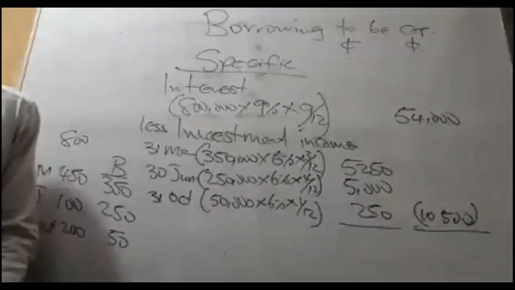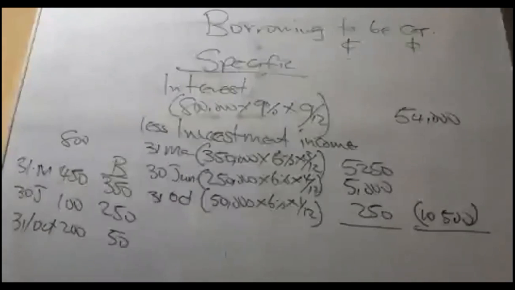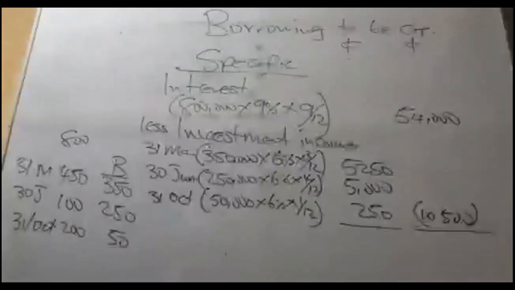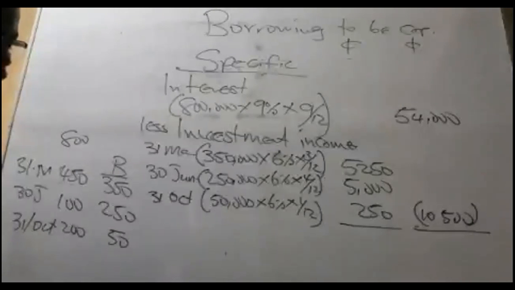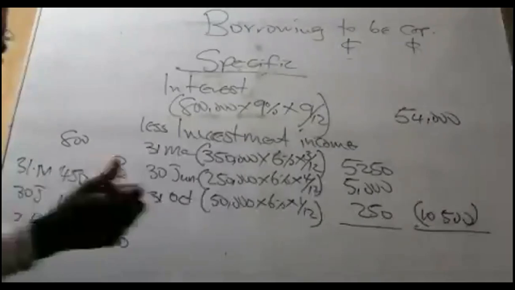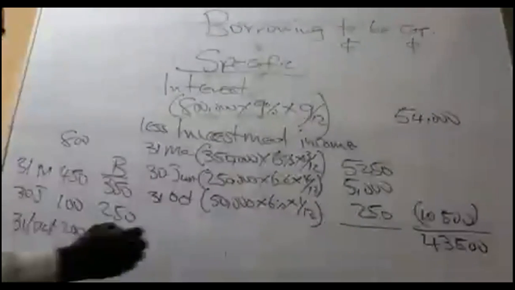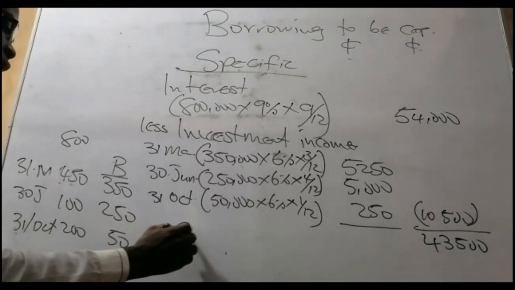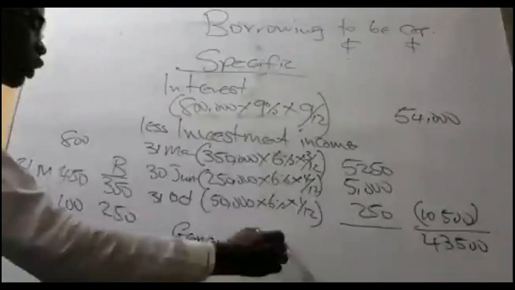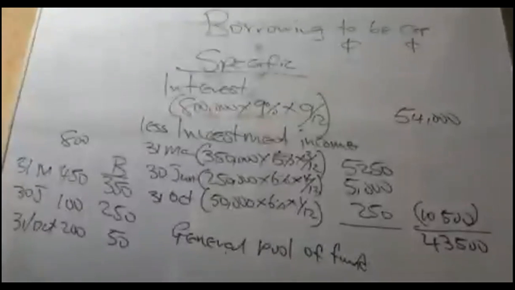So when you take it off, what do you get? What's the amount coming from specific? So the specific 54,000 less 10,500. And that will give us 43,500. Perfect. So 43,500. That answer is the specific. Then we come to the general pool of fund.